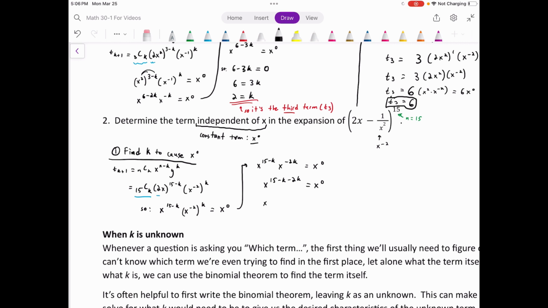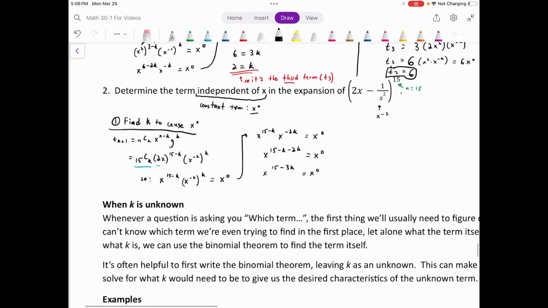And this means x to the power of 15 minus 3k, right? Negative k minus 2k gives us negative 3k. And there we go. We need x to the power of 15 minus 3k to equal x to the power of 0. Well, when can that happen? If and only if 15 minus 3k is 0.